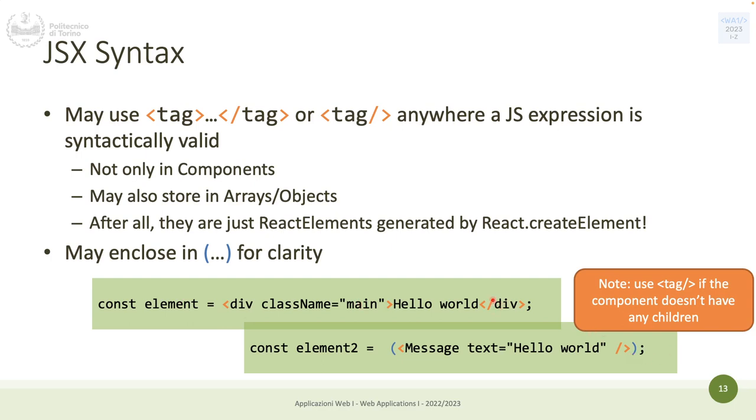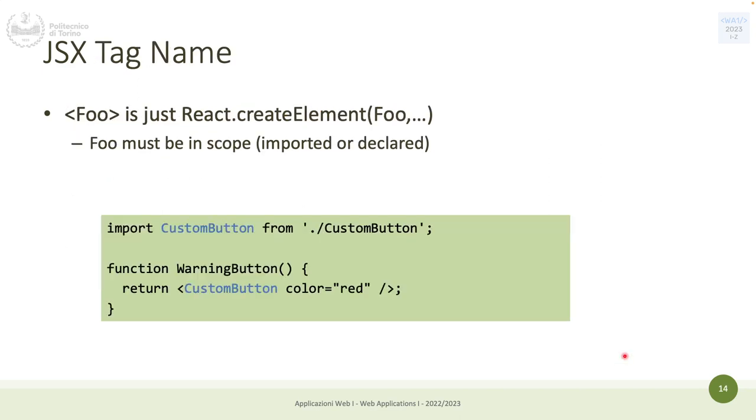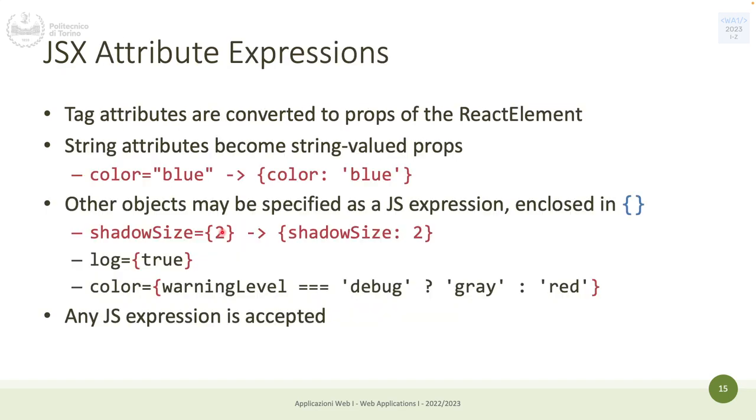And as in HTML, if the element has no children, you can use the slash major tag for closing the tag. So instead of writing div and slash div, you can just write slash major for closing the tag immediately. Clearly, before using a component, you need to import it if it's not defined in that file. So if it's a component defined by Bootstrap, you have to import Bootstrap before using it. Otherwise, React will give you an error, an empty page or an error page in the browser.